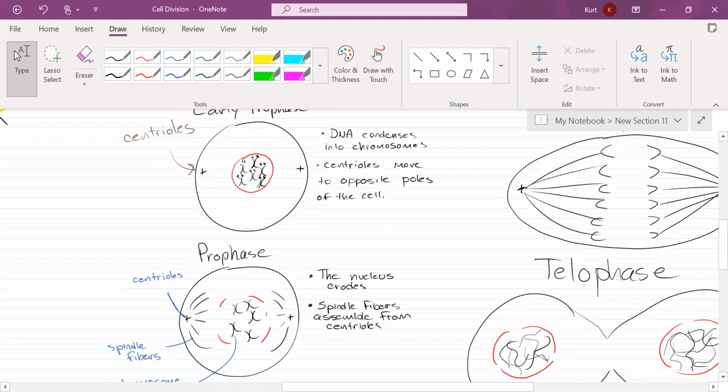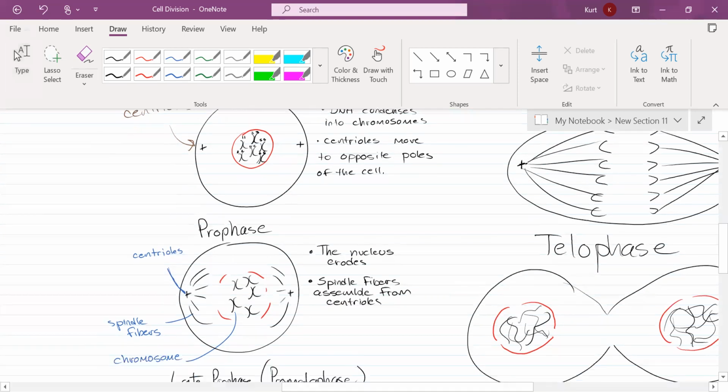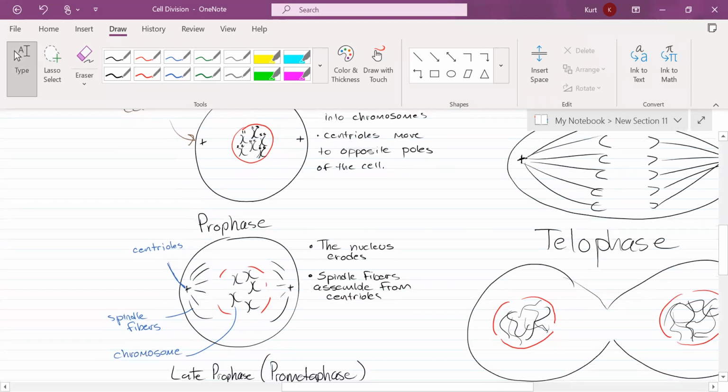Prophase. During prophase, the nucleus is going away. It's eroding like a sandcastle on the beach during high tide. And the spindle fibers, which are kind of like little ropes, are starting to be assembled by the centrioles. The centrioles are organelles that help the cell divide. Those lines that are emitting from the centrioles are called spindle fibers. They're made of the same stuff as the cytoskeleton.